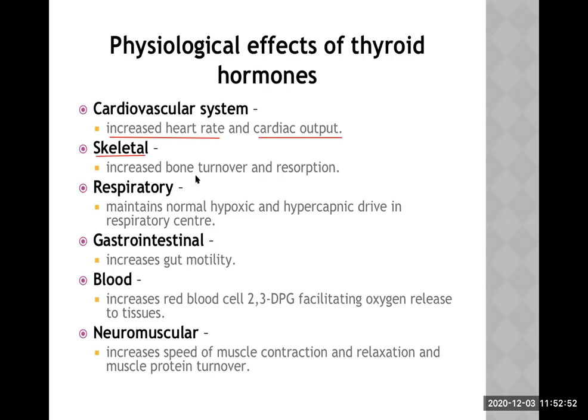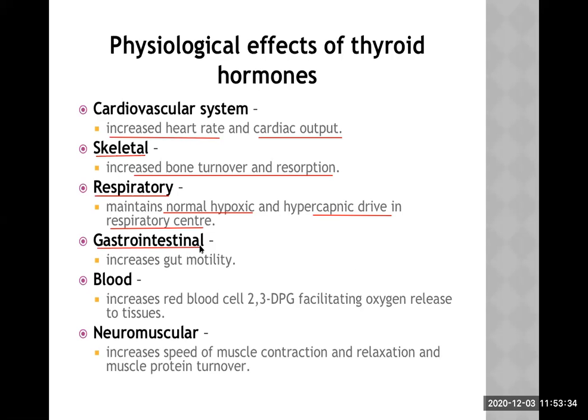Regarding the bone or skeletal system, it increases bone turnover and resorption. So in case of hyperthyroidism, the bone may become weaker. Regarding the respiratory system, it maintains normal hypoxic and hypercapnic drive in the respiratory center. What does that mean? It makes the respiratory center quite alert, or responsive. The respiratory center is stimulated by either hypoxia or hypercapnia. These are the two important drives there. So thyroid hormone helps to maintain that drive.